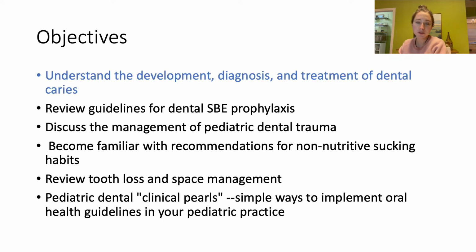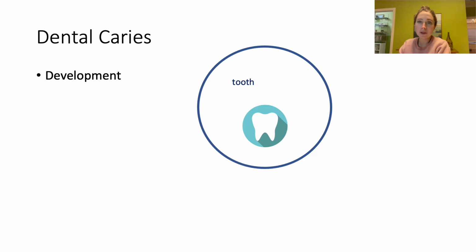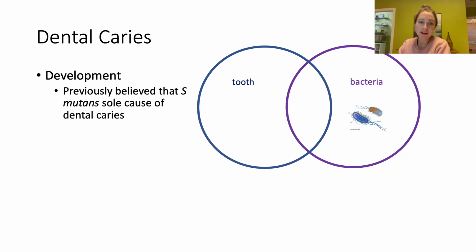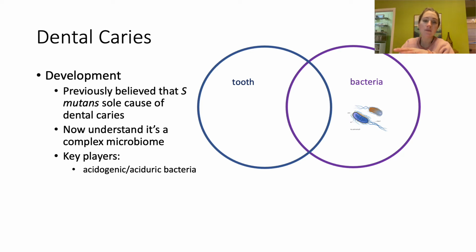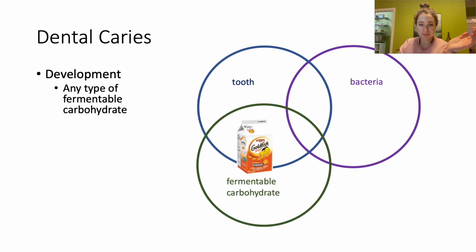So starting with the first objective, understand the development, diagnosis, and treatment of dental caries. For development, we need 4 things. You need a tooth, obviously. You also need bacteria. We previously thought that just S mutans was the sole cause of dental caries, but now we know it's a complex microbiome, so a whole bunch of different bacteria. The key players are bacteria that are acidogenic, or acid producing, and aciduric, or acid loving.